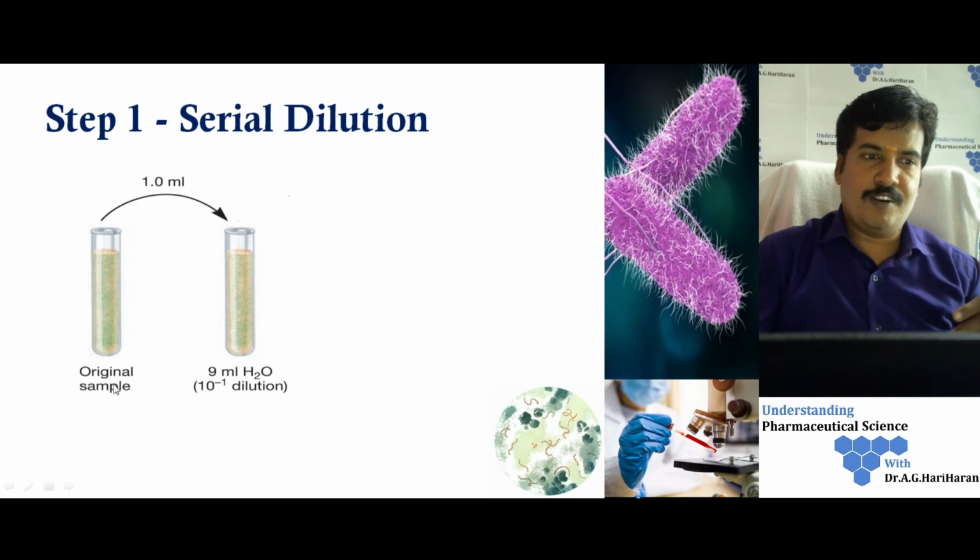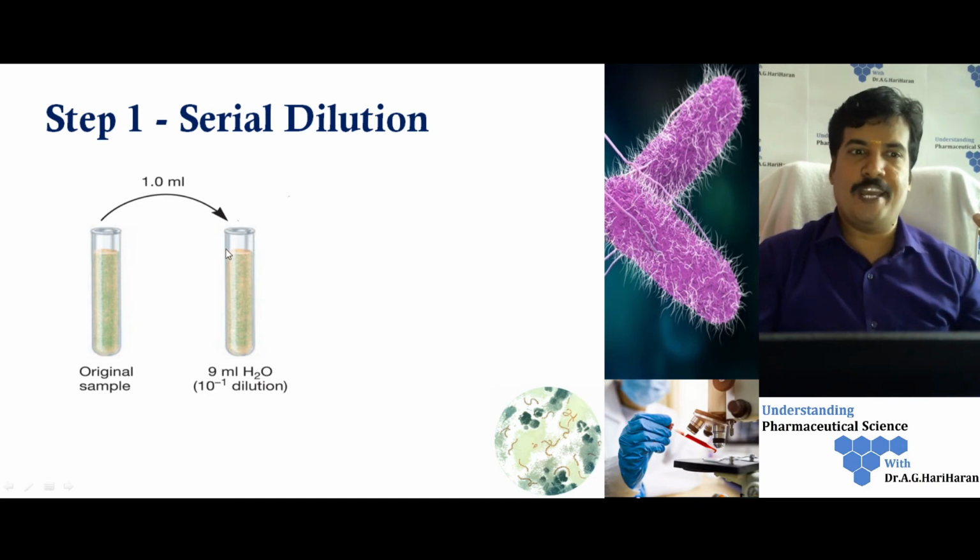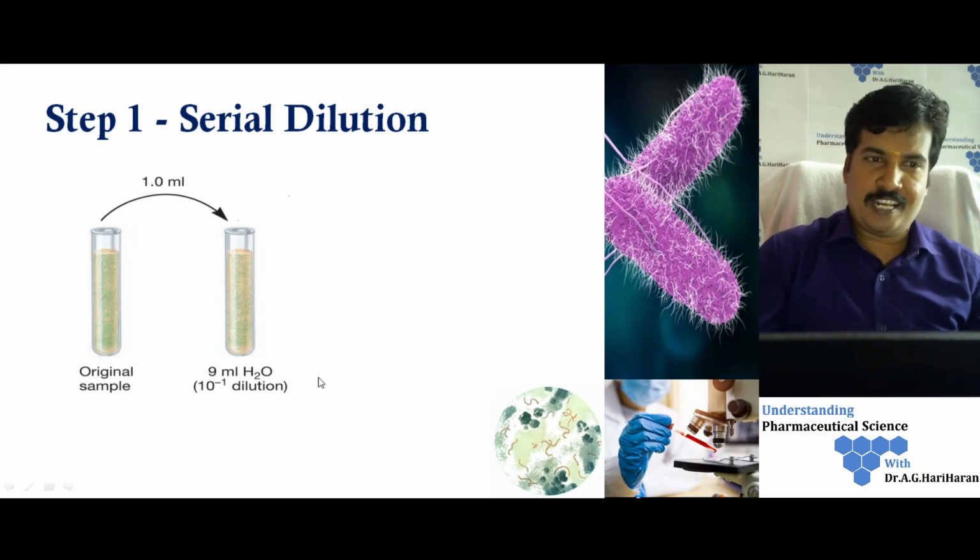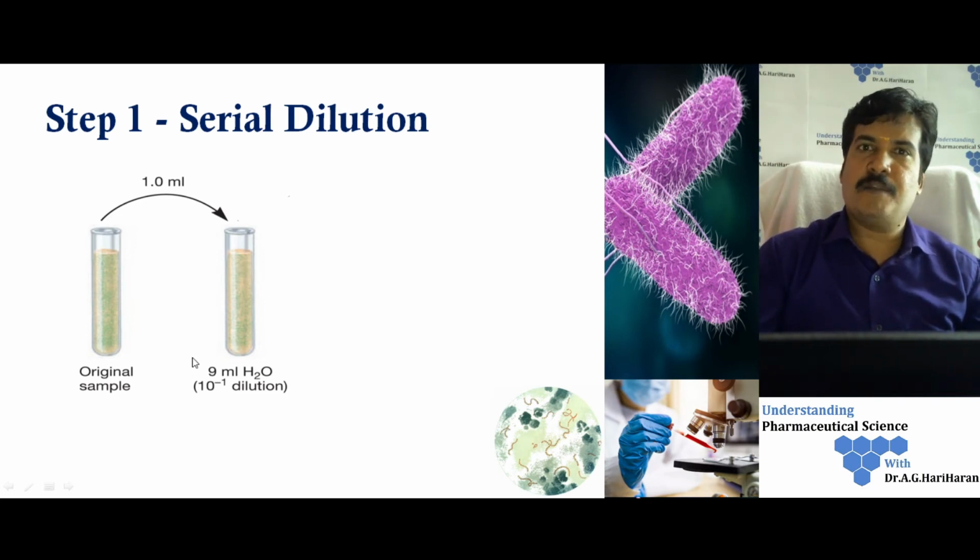So first we will take the original sample. So this is an example of a 10-fold dilution. So we take a sterile test tube. To this, 9 ml of sterile distilled water is added and 1 ml of the sample is added. Then it is mixed well. So in this you can see the sample is diluted 10 times compared to the original sample.